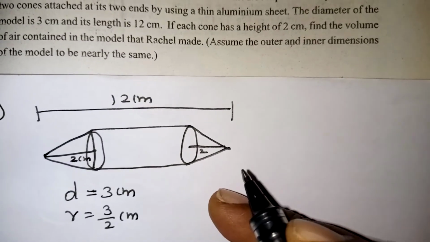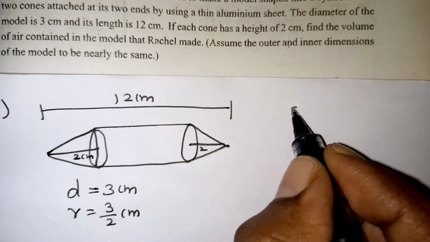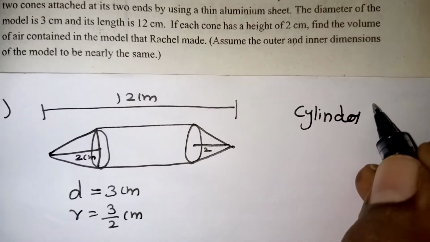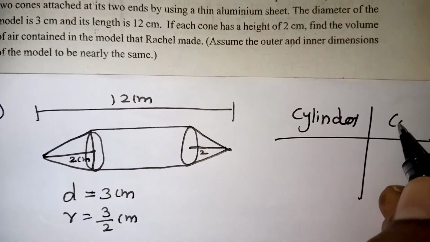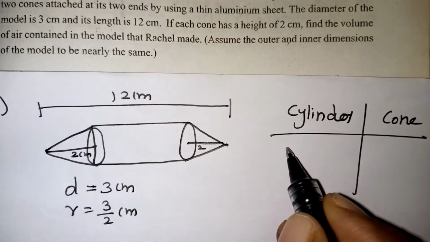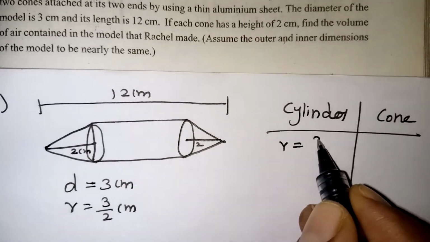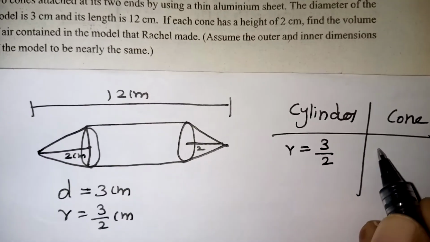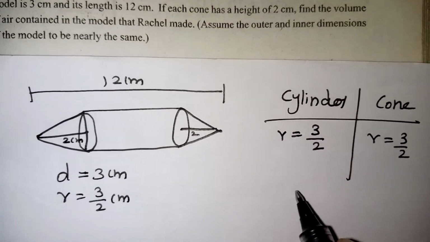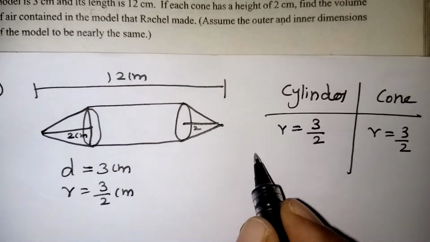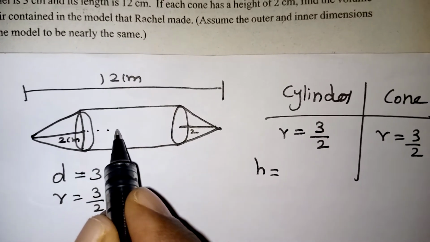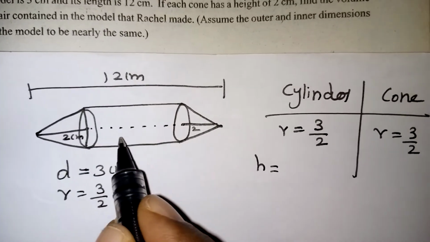So whenever we are getting a diagram, first you try to write what are all the units given to you. So here we are going to take cylinder and cone. Now for both, radius is given as 3/2. So for cylinder formula also we should use 3/2. For cone formula also we have to use 3/2 for the radius. Now when we are coming to height, if you want to find only this part, height of the cylinder is only this part.